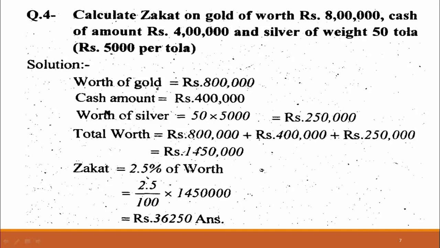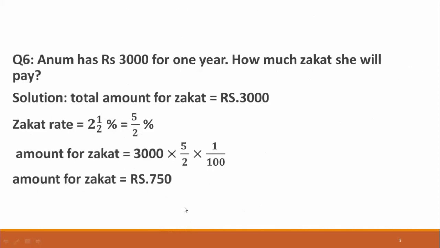14,500,000 rupees. So 2.5 divided by 100 multiplied by 14,500,000. After simplification, we obtain 36,250 rupees. For this total amount, the zakat is 36,250 rupees.